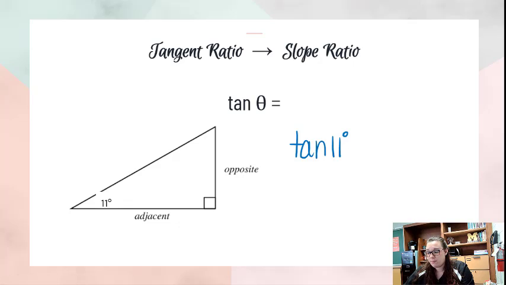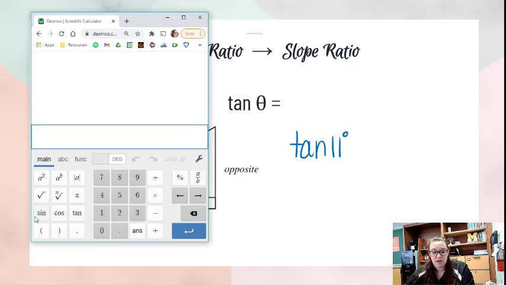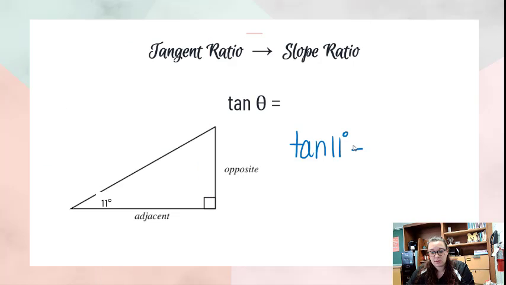Tangent of 11 degrees. Here it is, T-A-N, tangent, don't say tan, tangent 11, enter. And it got 0.19. I'm going to use approximately equal to because I'm rounding. And again, we knew that this was going to be about 0.2, and that's really what we got, approximately 0.2. More specifically, it's 0.19 and so on.